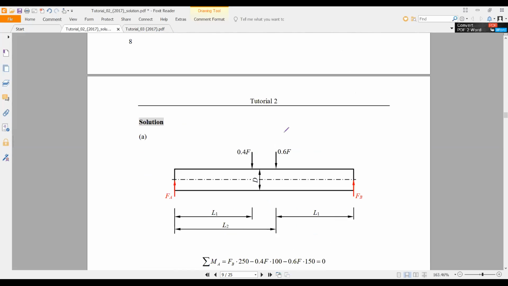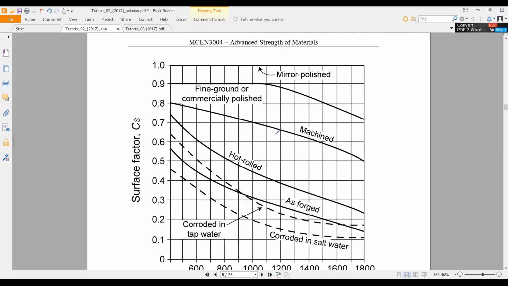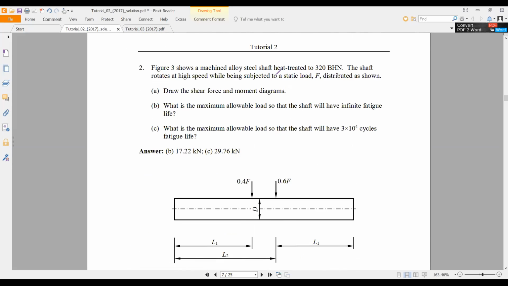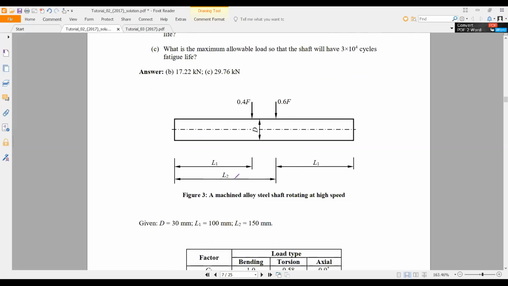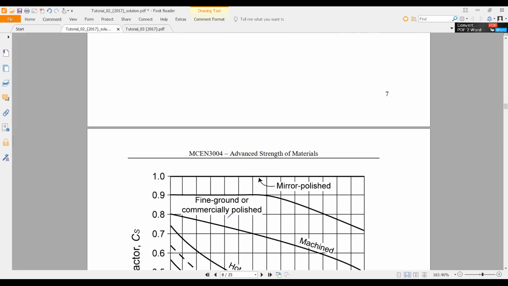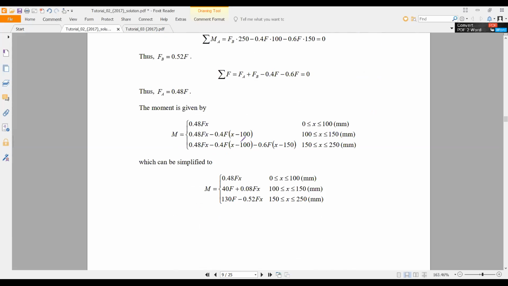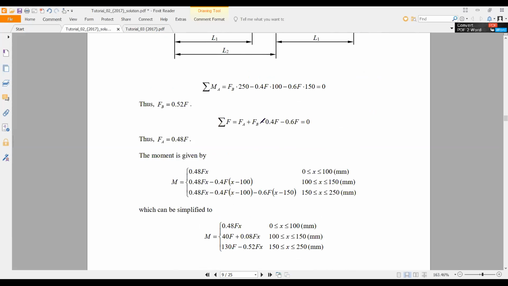In here they have mentioned the equations. Okay, so you can see they get the equations.